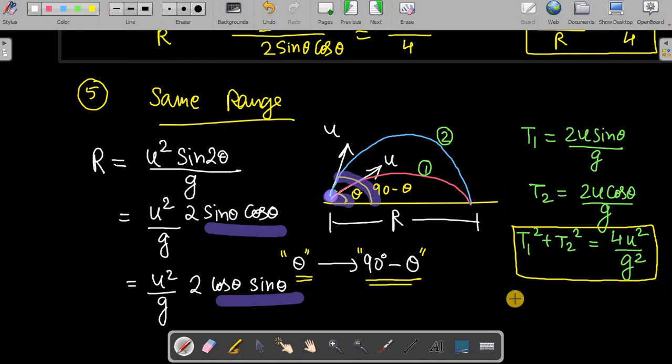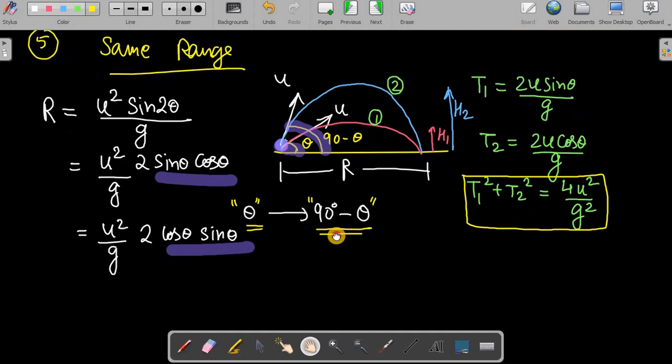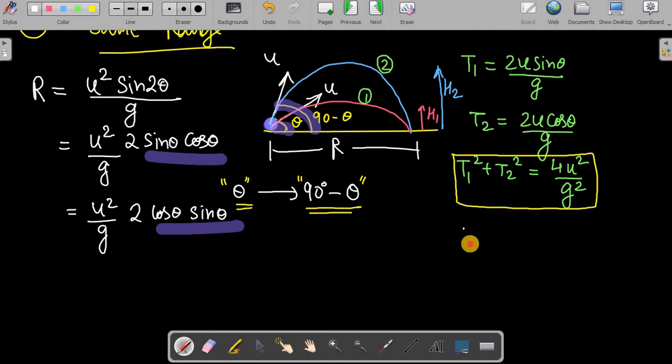Similarly, if you take h max for the first case, h max 1, h max 2. So this is for the first case, let's say this is h1. For the second case, the maximum height will be here, this is h2. So there are also relationships we can get. Let's write h1 and h2. h1 max is u square sin square theta by 2g, right? u square sin square theta by 2g.